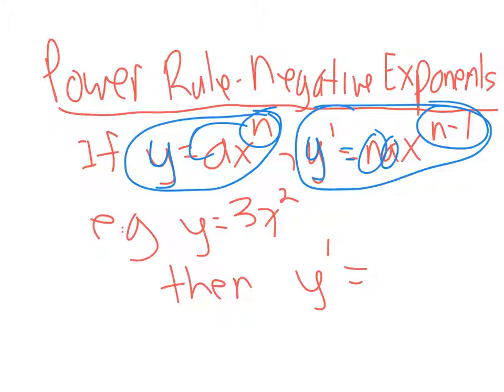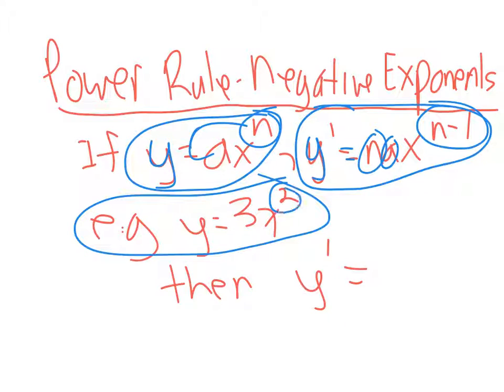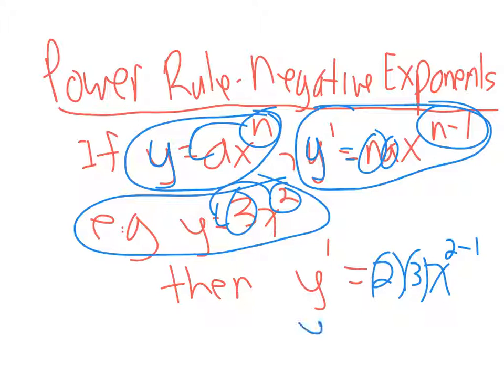So as an example, I'll do this one here. I bring the 2 to the front, so y prime is 2. I leave the original 3, which was a, and then I have x, and I reduce the exponent by 1, 2 minus 1. So y prime will equal 6x to the 1, which I don't have to write the 1, so it's just 6x. Okay, that's just a quick review. So those are positive exponents. What I'm going to do is go through some examples now with negative exponents.